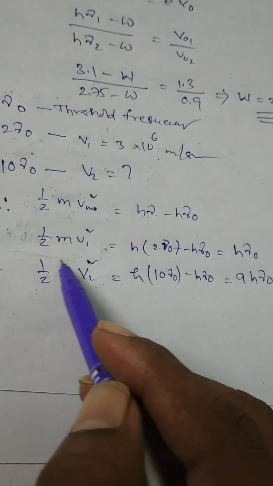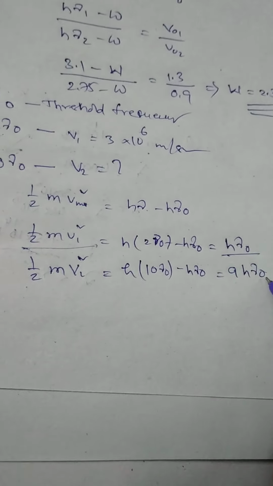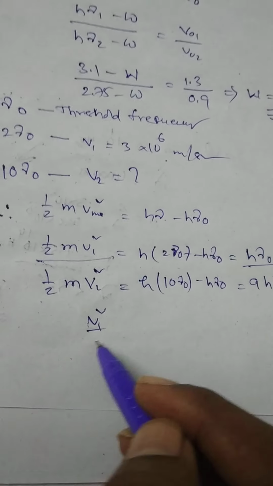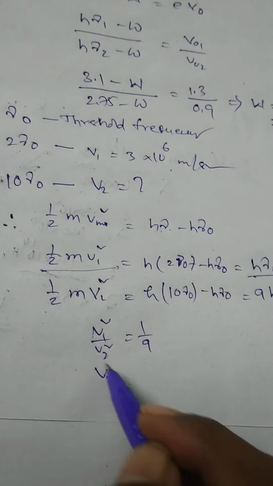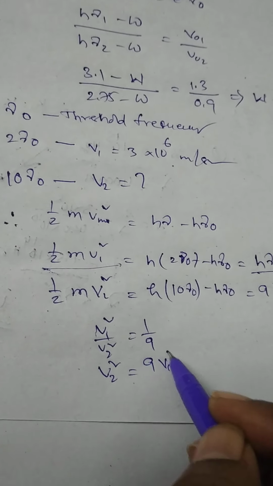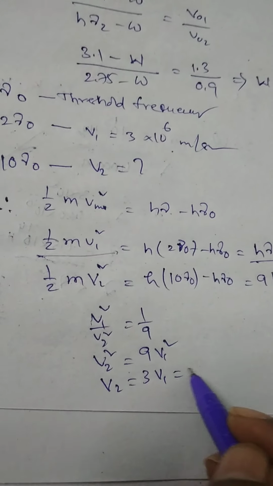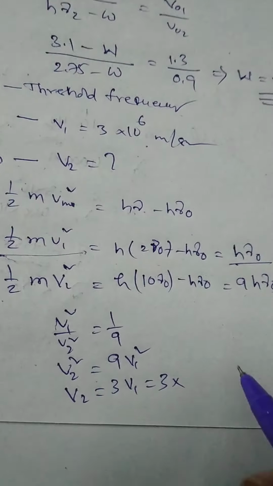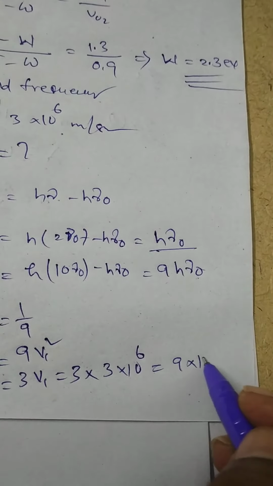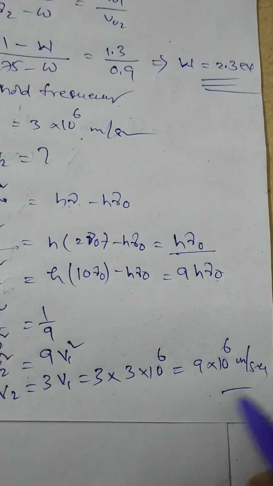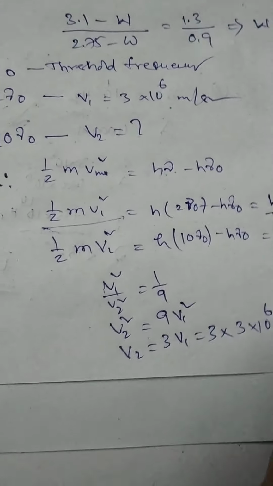On dividing these two equations, half m v1 square by half m v2 square is equal to h nu naught by 9h nu naught. Cancel. v1 square by v2 square is equal to 1 by 9. v2 square is equal to 9 into v1 square, or v2 is equal to 3v1. 3 into v1 is given by 3 into 10 power 6. So that is equal to 9 into 10 to the power 6 meter per second. This is the maximum velocity of photoelectron in the second case. Right? Okay.